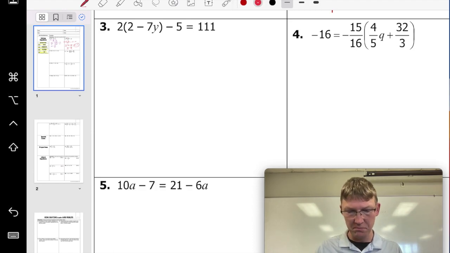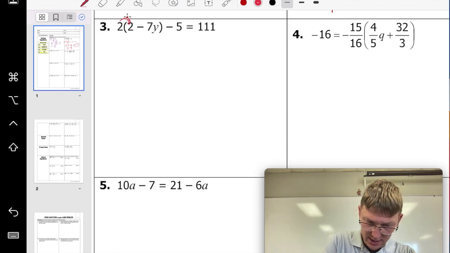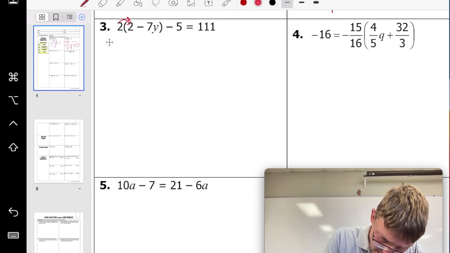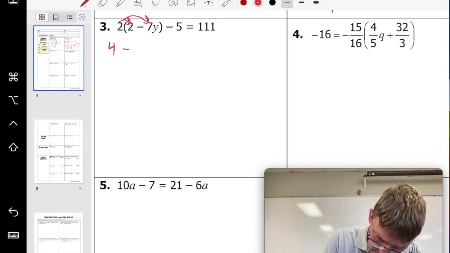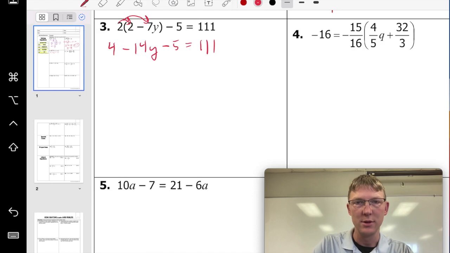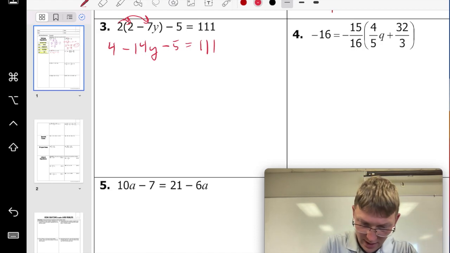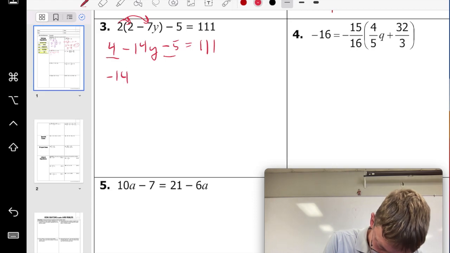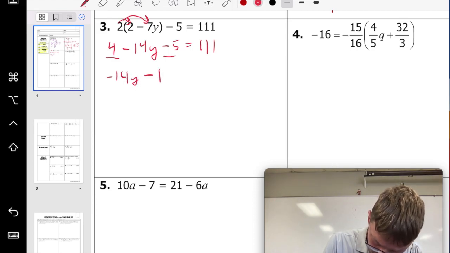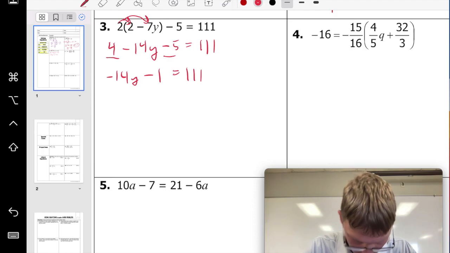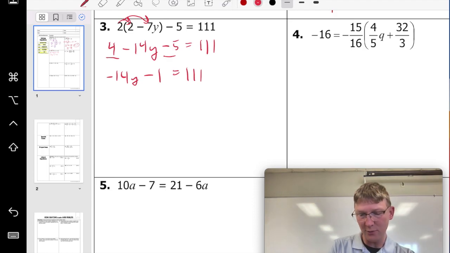So for number 3, again, we've got some distribution to do. That 2's going a couple places. Let's get into it. So 2 times 2 is 4. 2 times negative 7 is minus 14y. Minus 5 equals 111. Words mean things. So simplify both sides. We've got a 4, negative 5. So we'll just do -14y - 1 = 111.